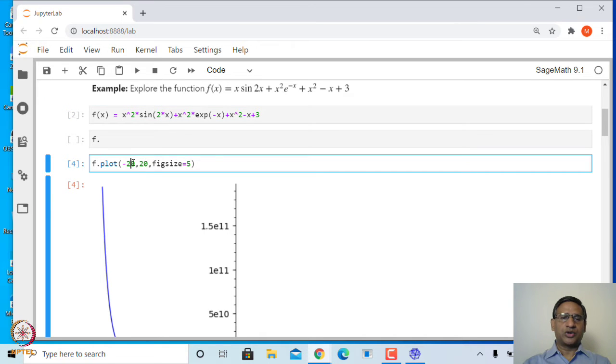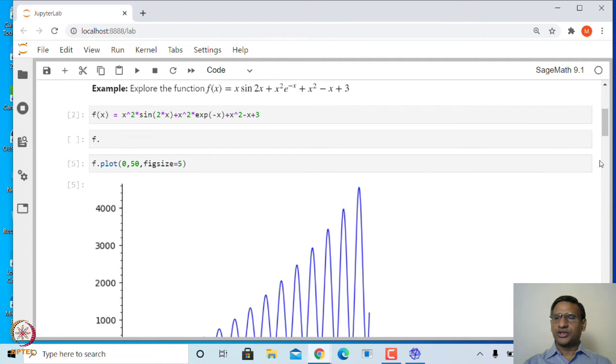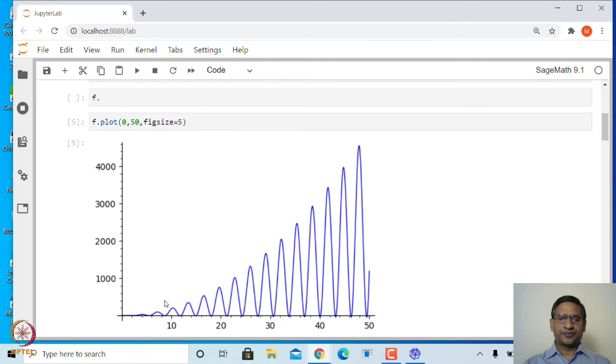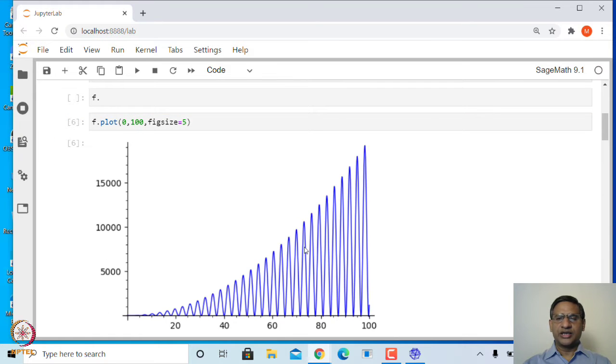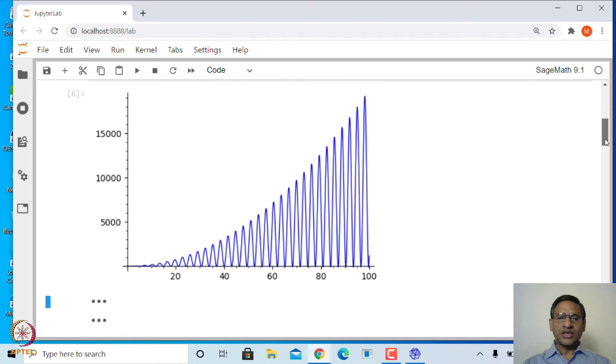So, if I plot between 0 and let us say 50, then you see this function is increasing. And if I put 100 instead of 50, this is what you get. Again this function is increasing, but not with that high speed.